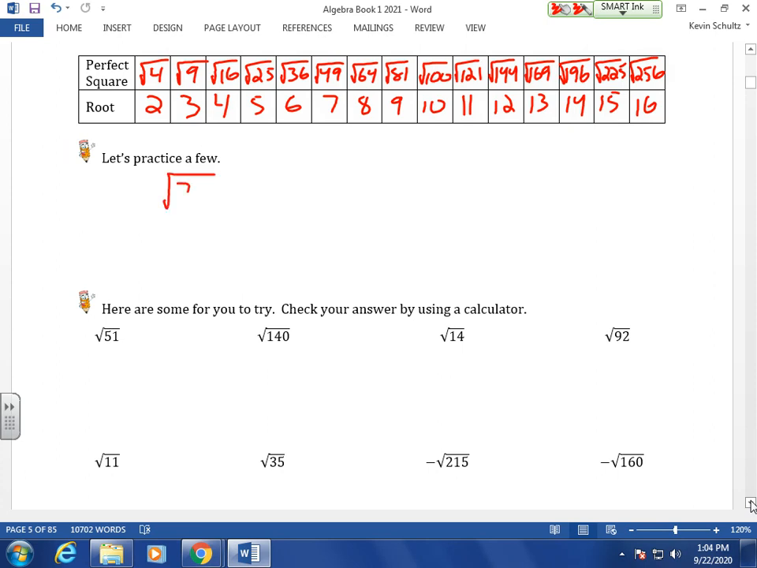So, if we are asked to estimate the value of the root of 79, 79 being prime, especially, does not have a pair of factors that is something times itself. So what we do is we look up here and we say, okay, what two perfect squares is 79 between?